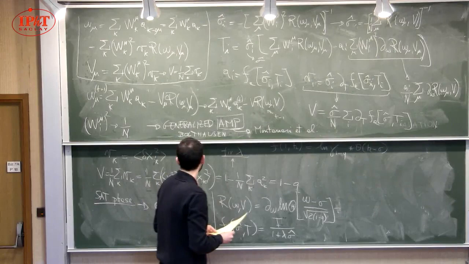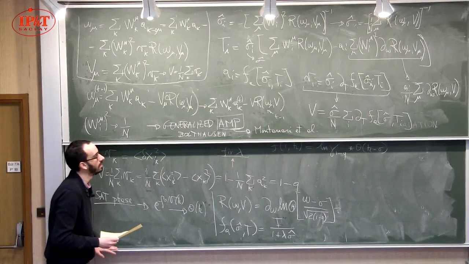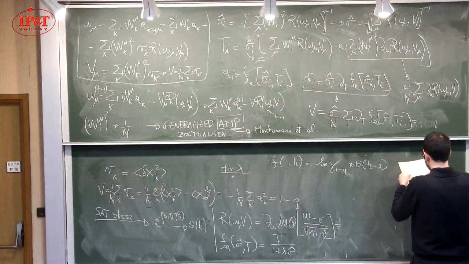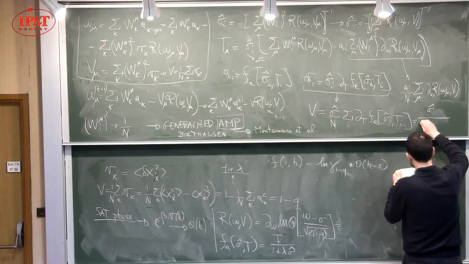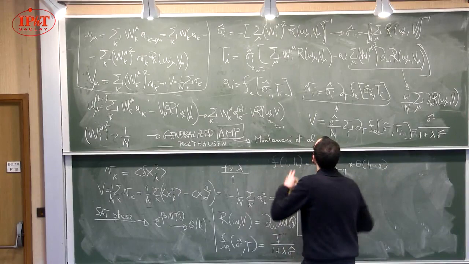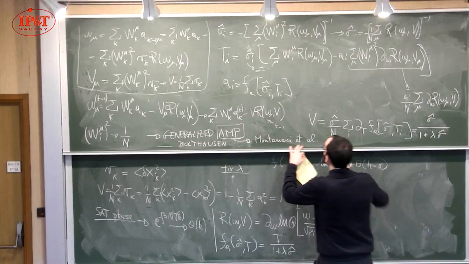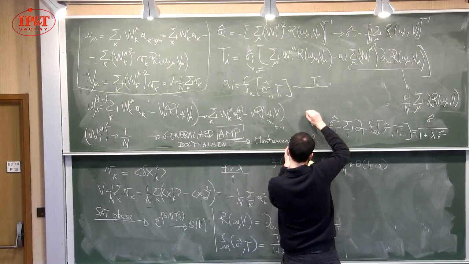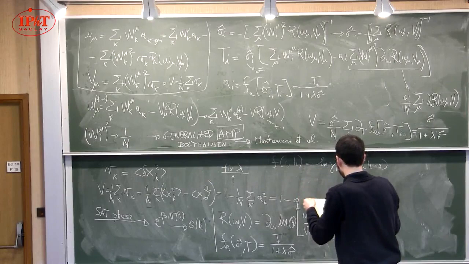Okay, so then this equation becomes just sigma and then the a_i. Okay, so these are arrays. This is t_i over 1 plus lambda sigma. And then we have the other equations.